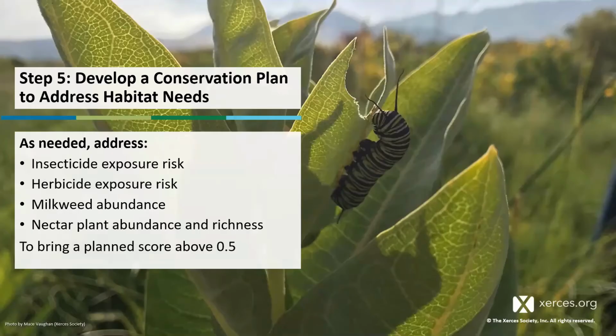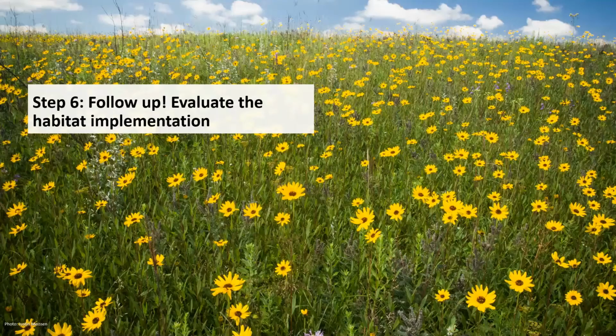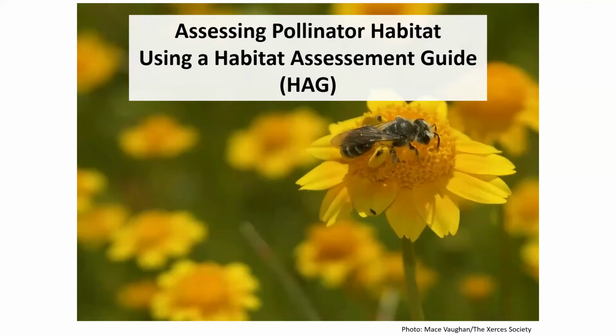So the next step: after you've collected all the data and entered it and run the calculations, you develop a conservation plan to address the habitat needs. And hopefully you're able to provide assistance to the landowner and implement conservation. Eventually, a year or two later, it would be nice to follow up and evaluate the habitat implementation. Next, I'll talk about something related but different, assessing pollinator habitat using the Xerces Society's Habitat Assessment Guide, known as the HAG.